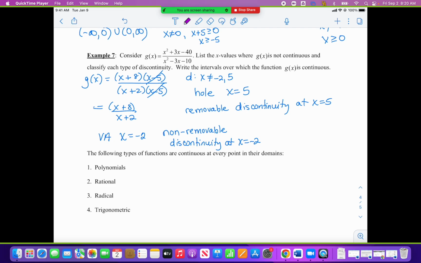And then it says write the intervals over which the function g of x is continuous. Well, that's going to go negative infinity to negative 2, union negative 2 to 5, and 5 to infinity.